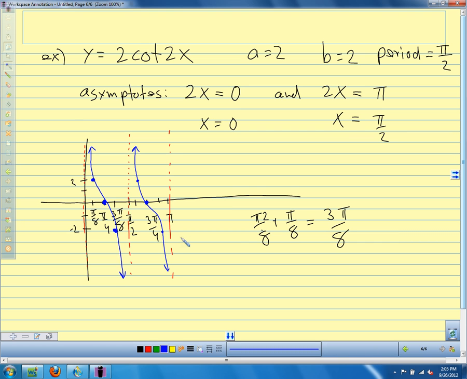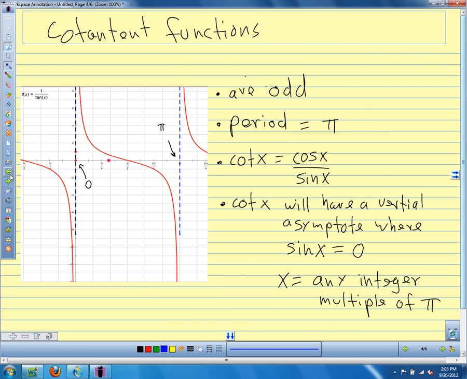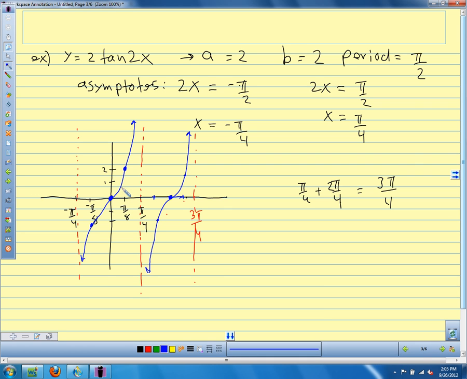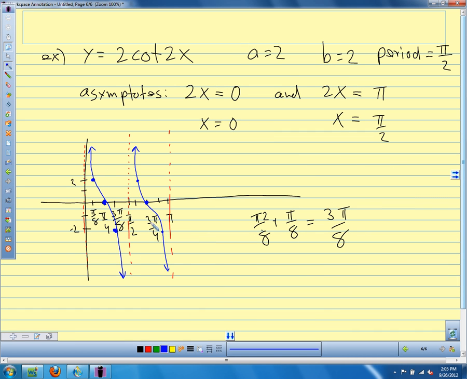Now, I want you to look at this graph that we made of cotangent 2x. And we're going to go back and look at this graph we made of 2 tangent 2x. So look at this one, and then look at this one again. What if I put a negative sign in front of this function? What would that do to the graph of my function? If I put a negative 2 here, flip it over the x-axis, what would it look like then?